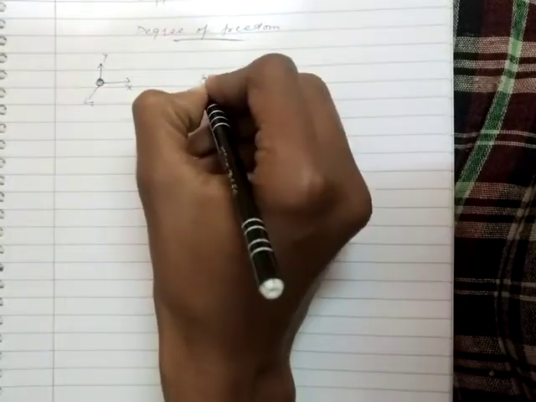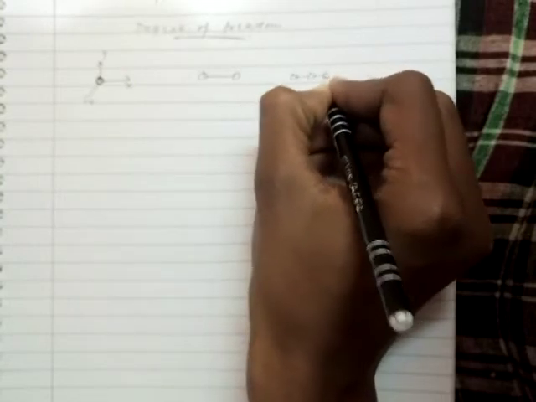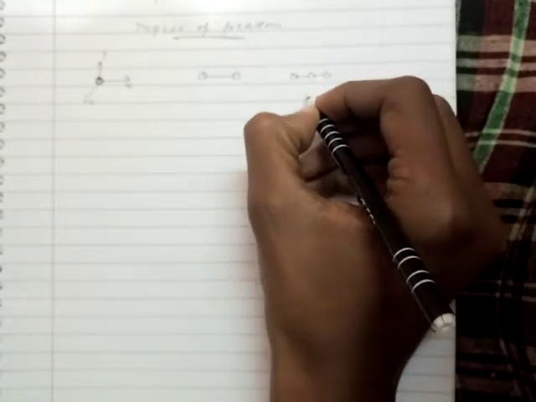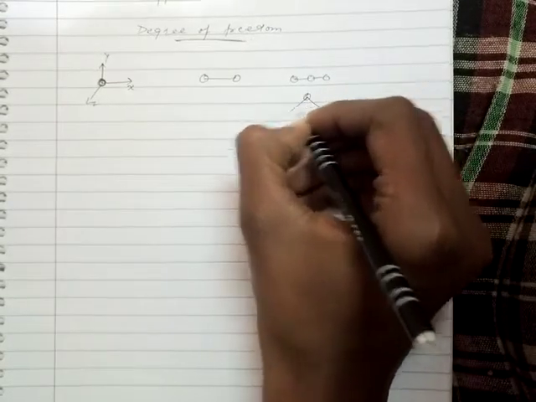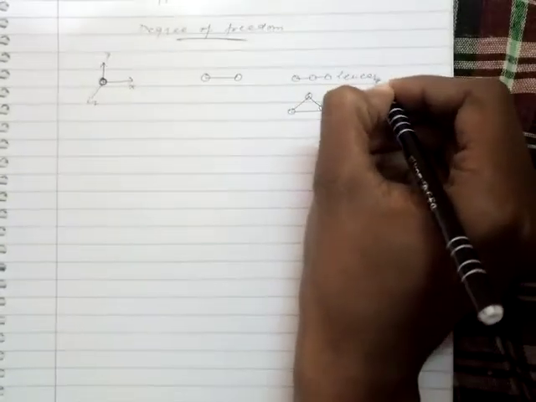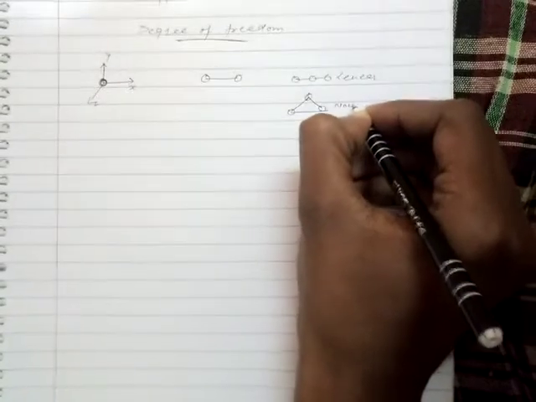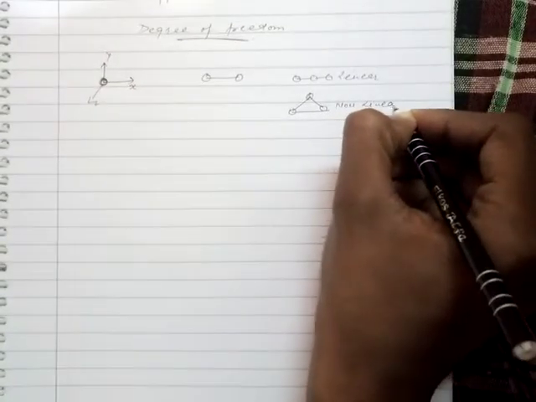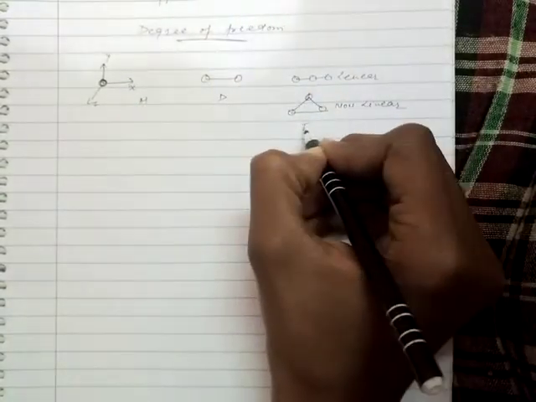Then similarly we can take diatomic molecules or triatomic molecules. Triatomic molecules can be present in two forms, this and this. This is linear and this is non-linear. So these are the different types of molecules: monoatomic, diatomic, and triatomic.